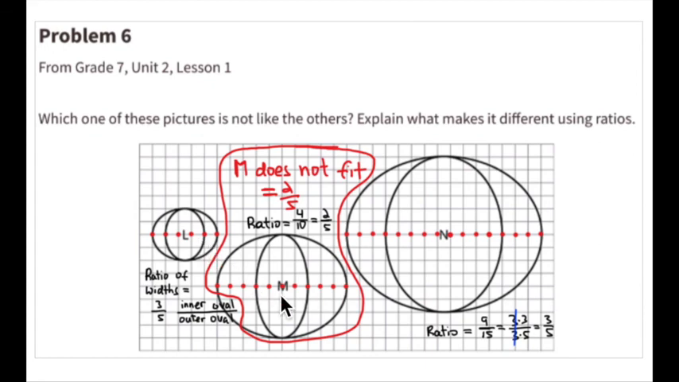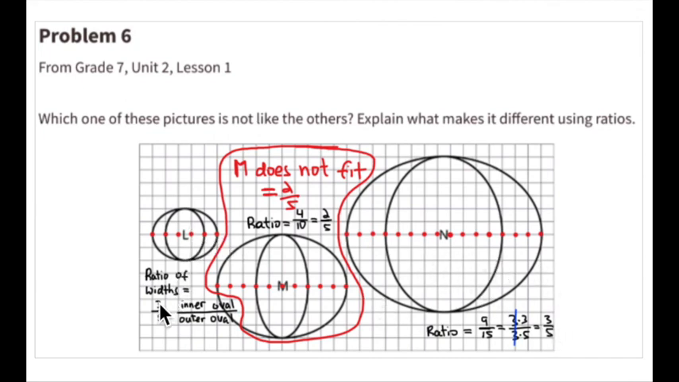So the question then is just, is N going to be like M, or is it going to be like L? The ratio for N is 9 units. If you count the number of units here, you get 9. And if you count the number of units all the way across, you get 15. So 9 out of 15 is the same as 3 times 3 out of 3 times 5. The 3's cancel, and you're left with 3/5. So this ratio for N of the inner oval to the outer oval is 3 to 5.